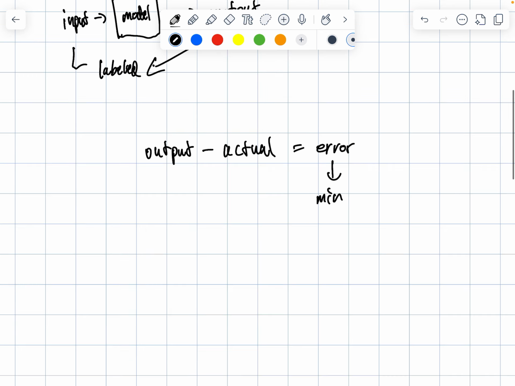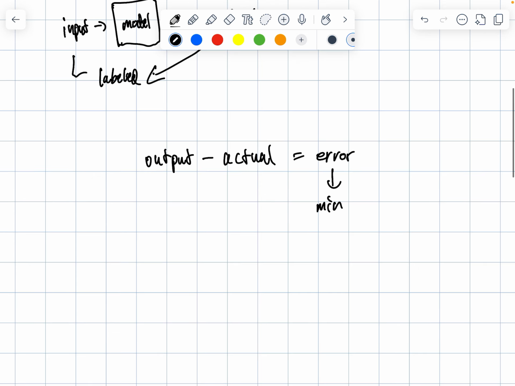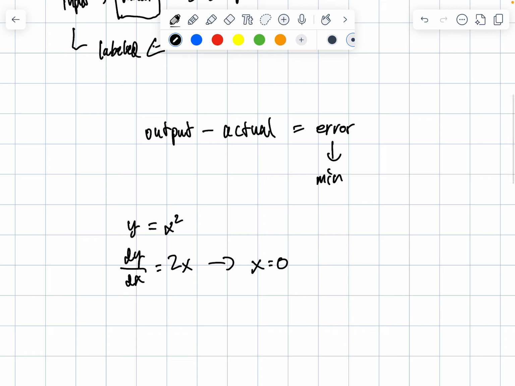And how we minimize this error is, let's say we have this error function, y equals x squared. Then we know the derivative of that is just 2x, and we know this is minimized at its local minimum, which is just at x equals 0, right? And at that point, the weights have been fully updated, and there's no more error, right?